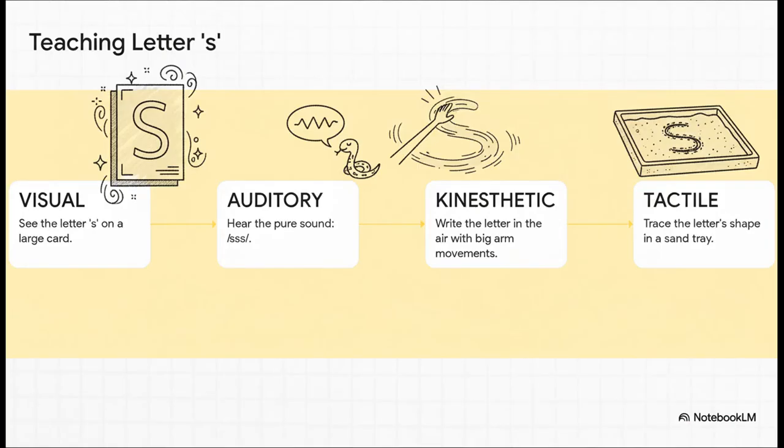Okay, so let's take the letter S, for example. First up, visual. The student sees it on a big card. Simple enough. Then, auditory. They hear its pure sound. Not its name, S, but the sound it makes. S, like a snake. Next, kinesthetic. You get them to use their whole arm to draw a giant S in the air. And finally, tactile. They trace that same shape in a tray of sand. By hitting 4 different senses, that letter is no longer just a squiggle. It's an experience. It has a shape, a sound, and a physical feeling.